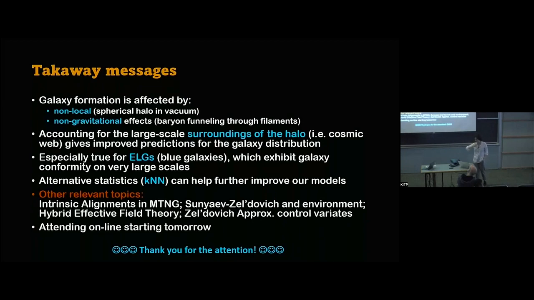There is also an effect that's purely related to the baryon funneling through filaments. Then for ELGs specifically, which is the more new finding, as I mentioned, we find that they have galaxy conformity on very large scales, and that seems to echo what we find in preliminary data from DESI. So accounting for these effects of the surroundings would be quite important. And alternative statistics such as KNNs can help us further improve our models.